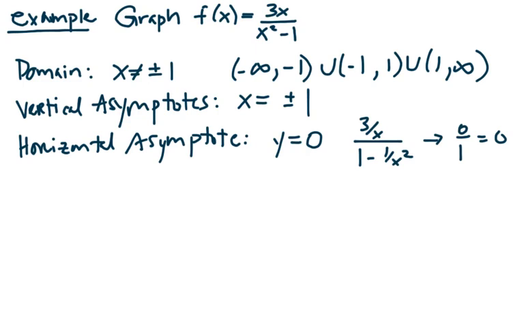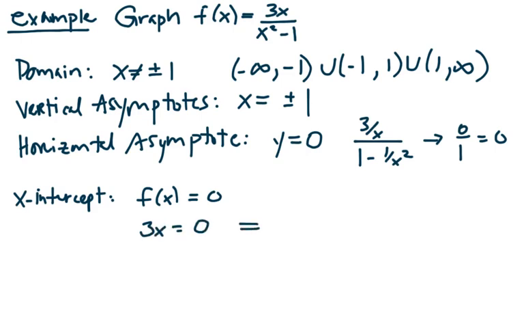Okay, let's look for the x and the y-intercept. The x-intercept is found by setting the function equal to 0. So where is the function 0? Well, it's going to be 0 when the numerator is 0, which is at 0. So the x-intercept is the point 0, 0.